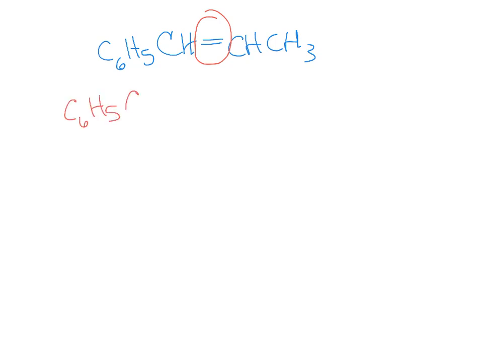C6H5, CH double bond O. And the other half has to be bonded to the triphenylphosphine. So Ph3P, CH3, negative.